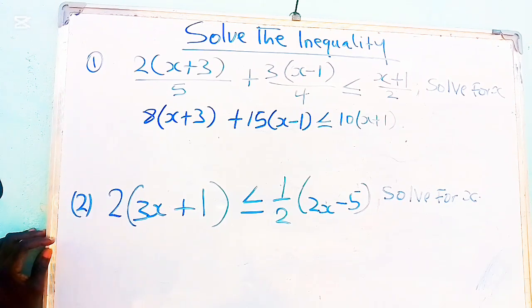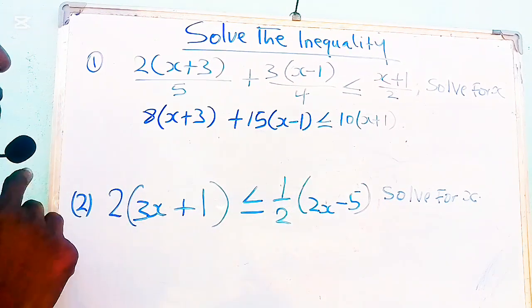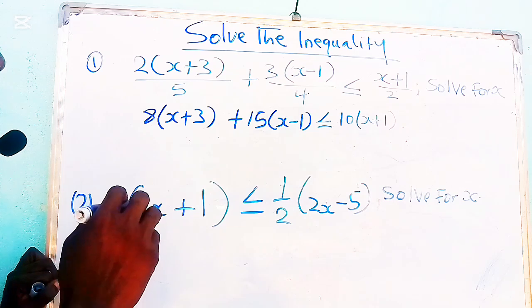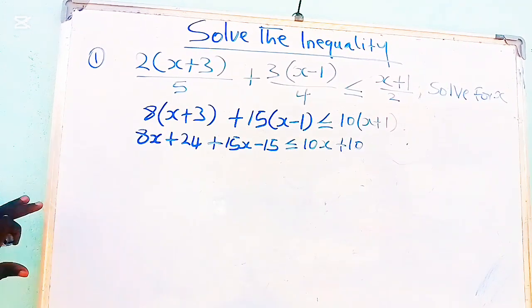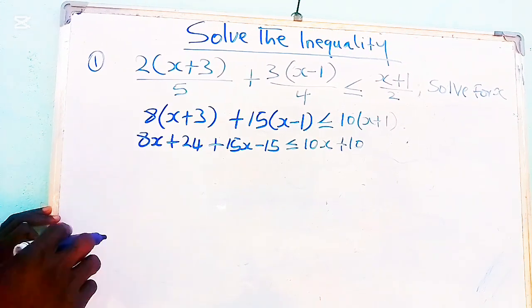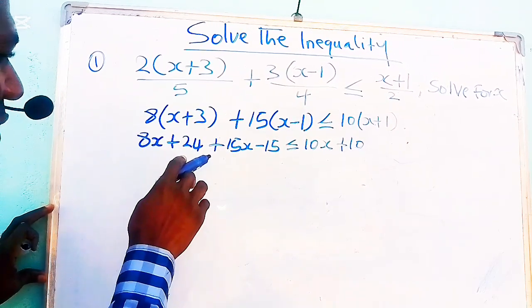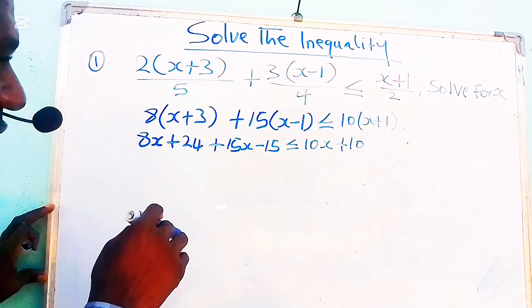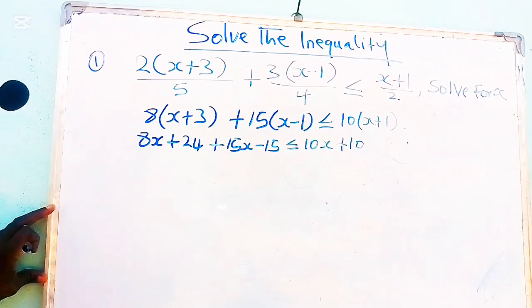Please, if you are confused, you can drop any questions in the comment section so that I will come back and attend to it. So from this point, you need to remove the bracket. Now, removing the bracket, we're going to have 8x plus 24 plus 15x minus 15 less than or equals to 10x plus 10.